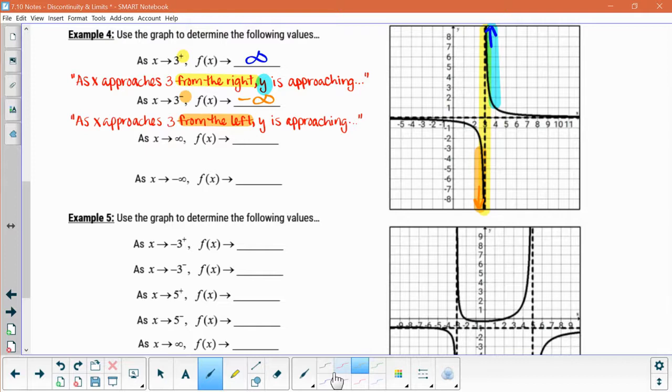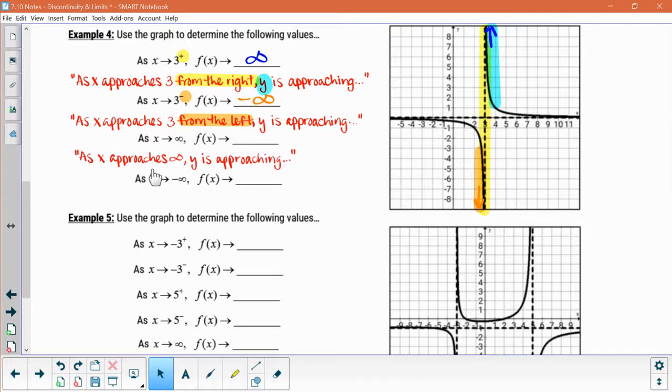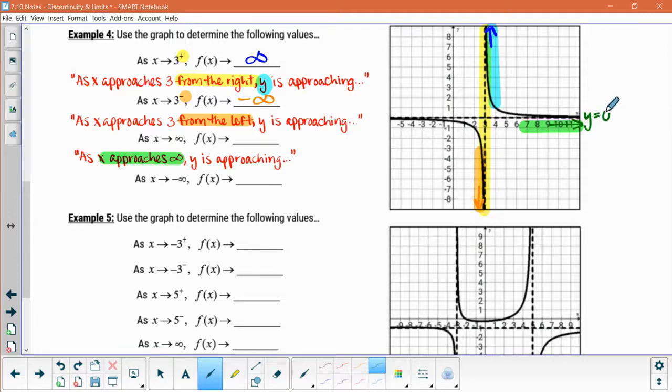Now, another question that gets asked is x approaches infinity. So as x is going out to infinity, let's highlight this in a different color. As x approaches infinity, so as I keep going out in this direction, out here, what are my y values doing? Well, if I follow along my line, my y values are getting closer and closer to y equals 0. So y is going to approach 0.